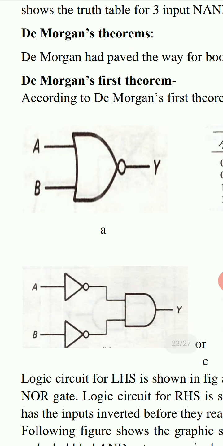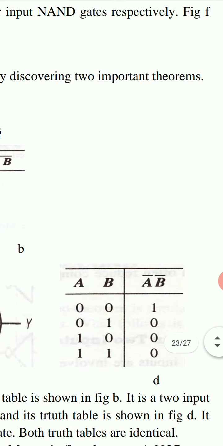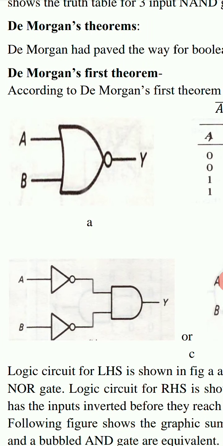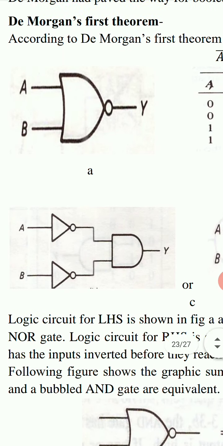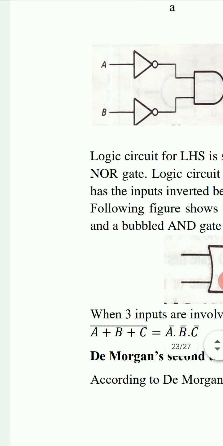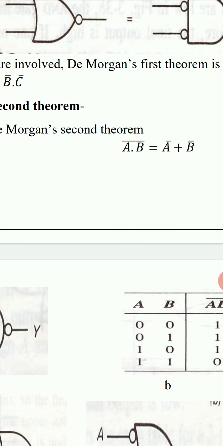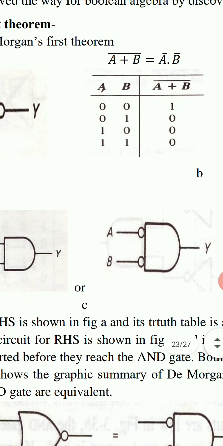Next topic is De Morgan's theorem. De Morgan paved the way for Boolean algebra by discovering two important theorems. The first De Morgan's theorem is (A plus B) bar equals A bar dot B bar. And the second De Morgan's equation is (A dot B) bar equals A bar plus B bar. So these are the two De Morgan's theorems.